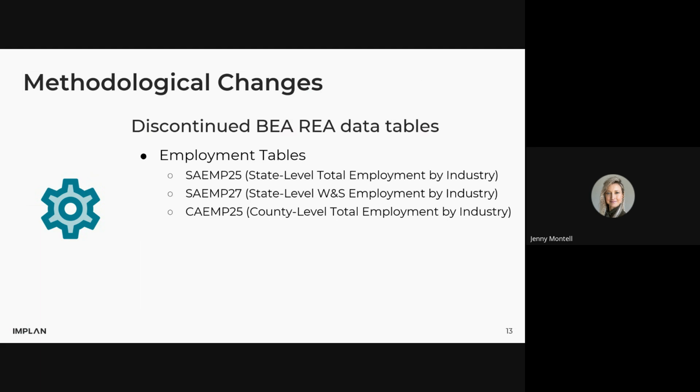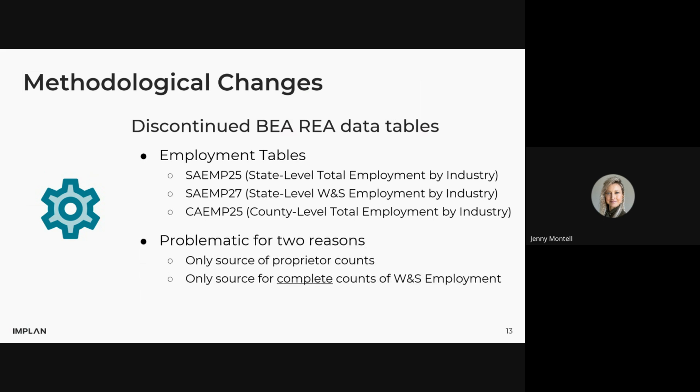The BEA has never published any county level wage and salary employment by industry. So that just never existed. So to be clear, BEA is now not publishing any employment numbers at all. And this is problematic to us for two reasons. The first is that this was our only source of proprietor counts. And this is because total employment minus wage and salary employment is proprietors. And so this was our only source of proprietor count information.